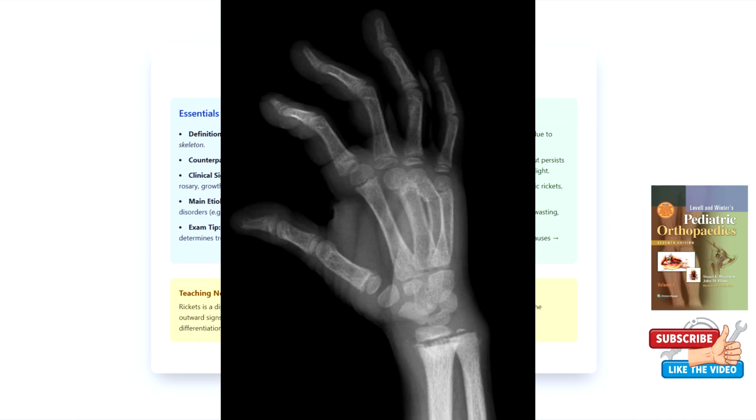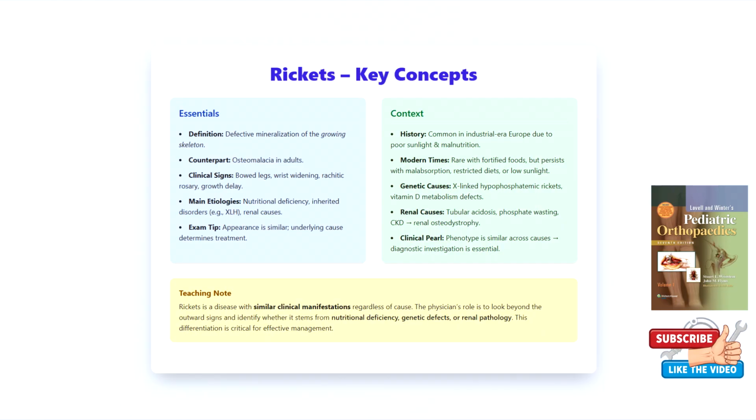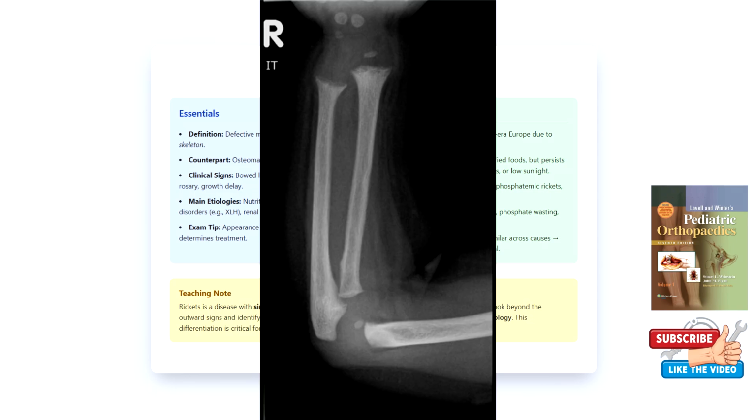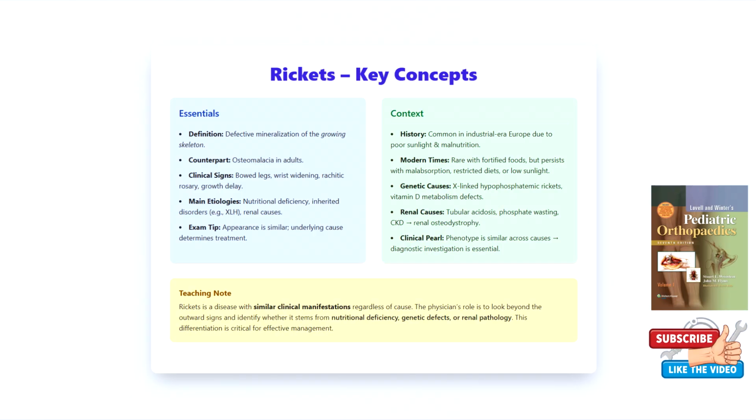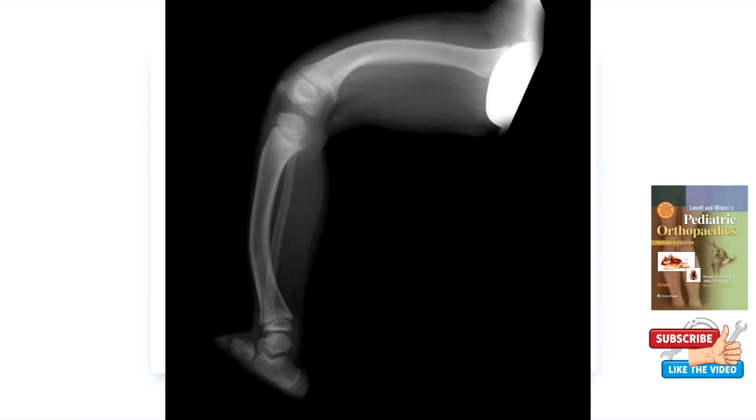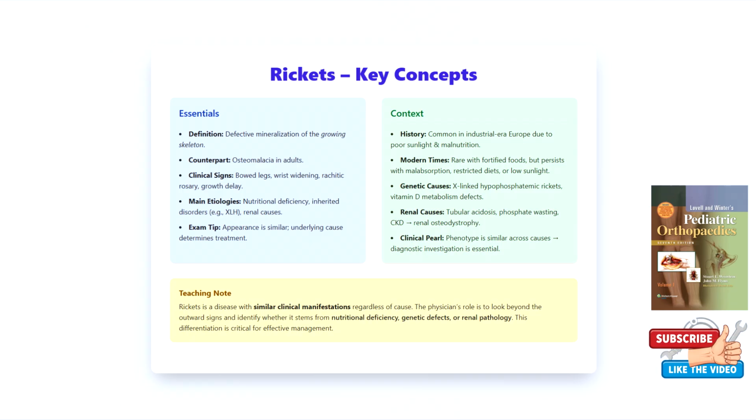The text also emphasizes renal tubular abnormalities. This is another crucial point. The kidney is a central regulator of phosphate balance and vitamin D activation. In renal tubular acidosis, or in conditions where phosphate wasting occurs, you get secondary rickets. Moreover, in chronic kidney disease, children may develop what we call renal osteodystrophy, a complex picture where features of rickets overlap with those of secondary parathyroid hyperplasia.